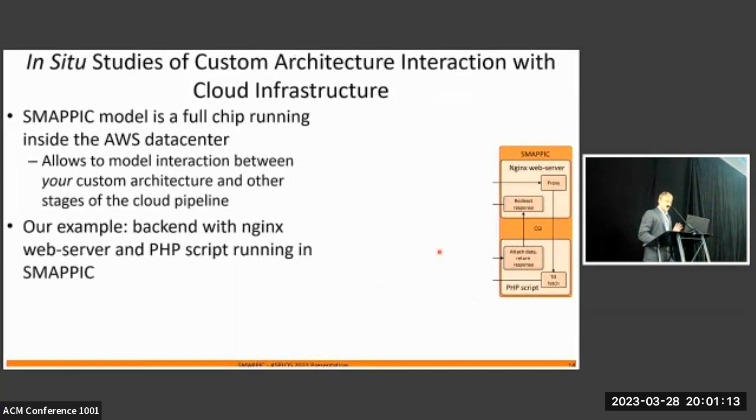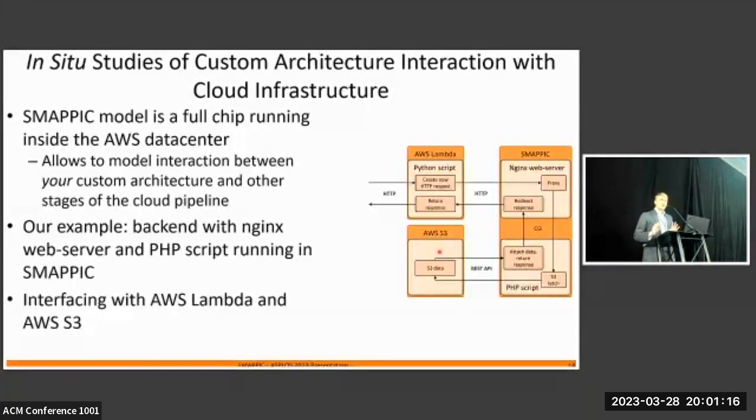We further integrated SMAPPIC into a cloud pipeline that uses AWS Lambda as a front end and AWS S3 as a backend. And this setup shows you how you can replace this model with your SMAPPIC model and evaluate your custom architecture in the cloud.